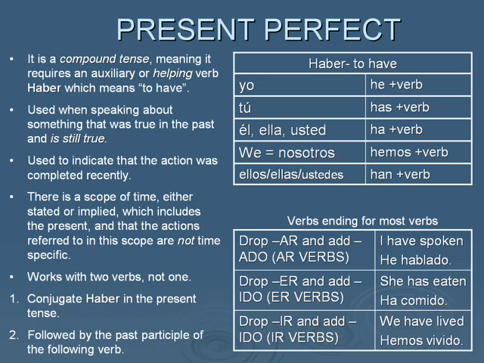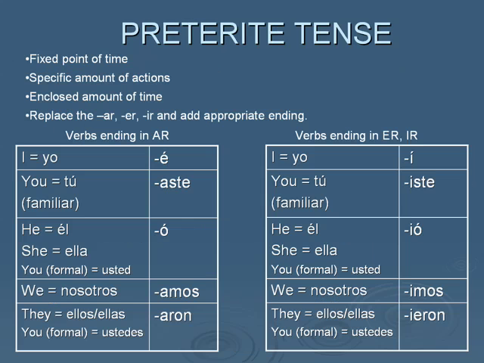The present perfect is used to indicate the action was completed recently. This is a compound tense. You need the verb haber, meaning to have, and then the past participle of the following verb. So you use he, has, ha, hemos, han, plus the verb. You drop the AR and add ado for AR verbs, and for ER and IR, you drop those and you add ido.